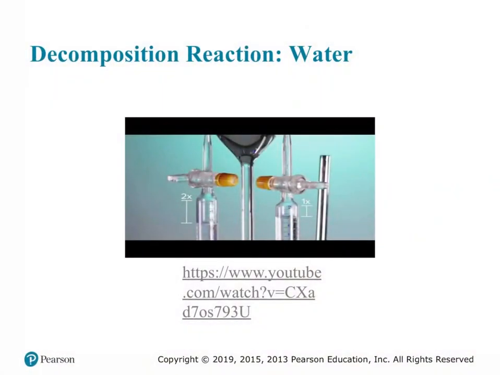All right, so again, in this reaction, they used an electric current in order to turn water into pure hydrogen gas and pure oxygen gas. So we could even put in the states there as well. And then we'll also balance it.